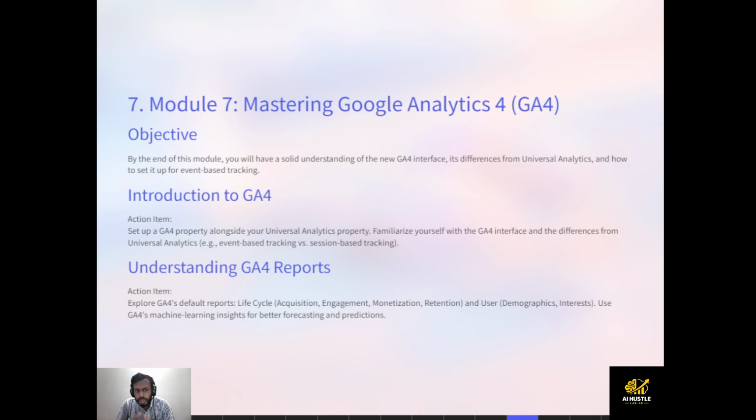As we move on to Google Analytics 4, which we also call GA4, it's important to know that this new version of analytics focuses on event-based tracking rather than the old session-based model. GA4 is more flexible and built for cross-platform tracking, web and application. It also uses machine learning to offer better insights into user behavior.